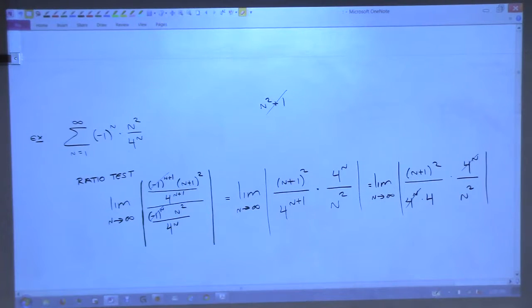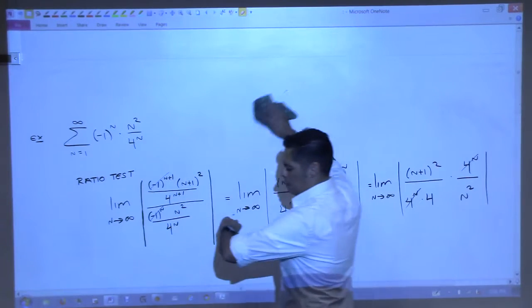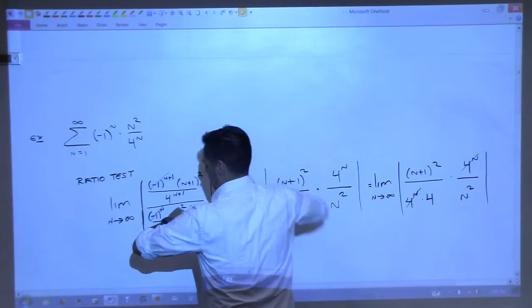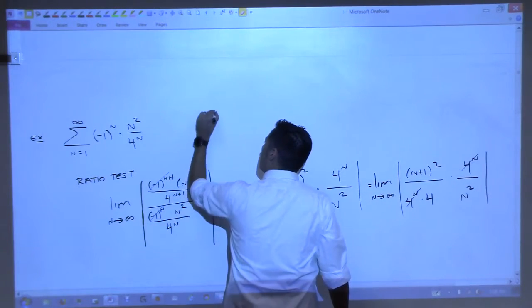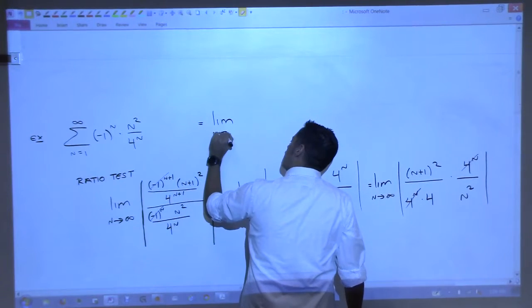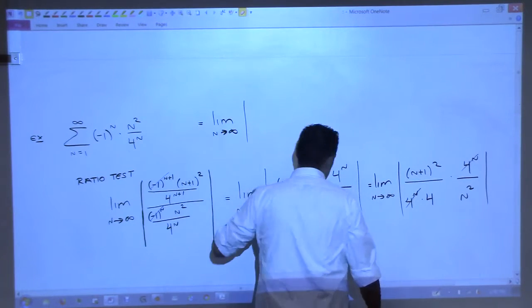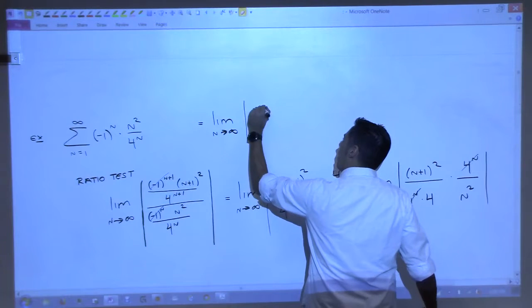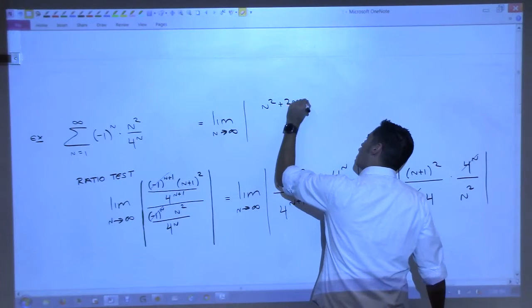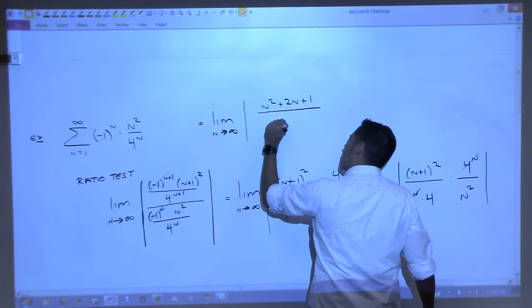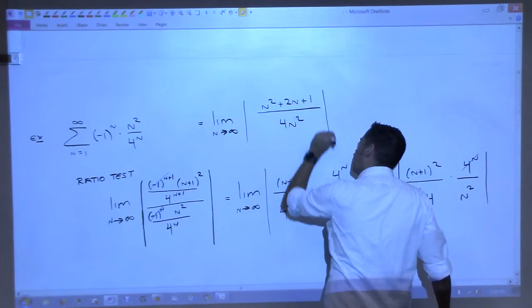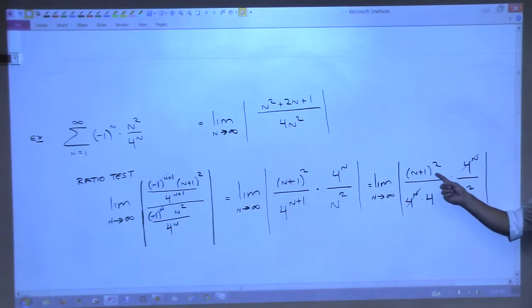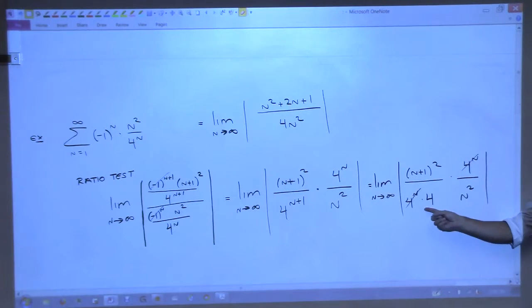Right? So now what we're left with is equal to limit n goes to infinity, absolute value. Let's see. n squared plus 2n plus 1 over 4n squared. So all I did there was expand out the numerator, right? n plus 1 times n plus 1, squared it out. And then on the bottom I had 4n squared.